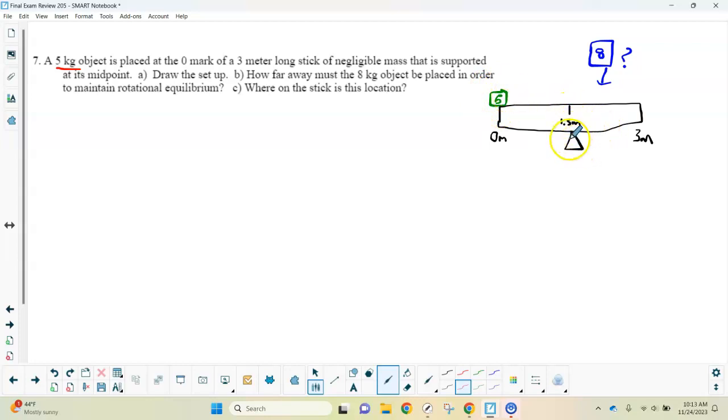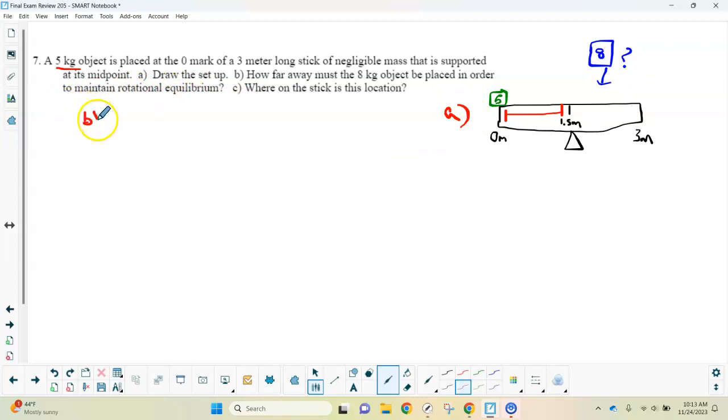The stick is being supported at its midpoint, so if this is 0 and 3, this is 1.5. So this distance from the 5 to the point of rotation here is 1.5. We are trying to figure out where to place the 8 to make it maintain rotational equilibrium. So this would be our setup. That's our picture for A.